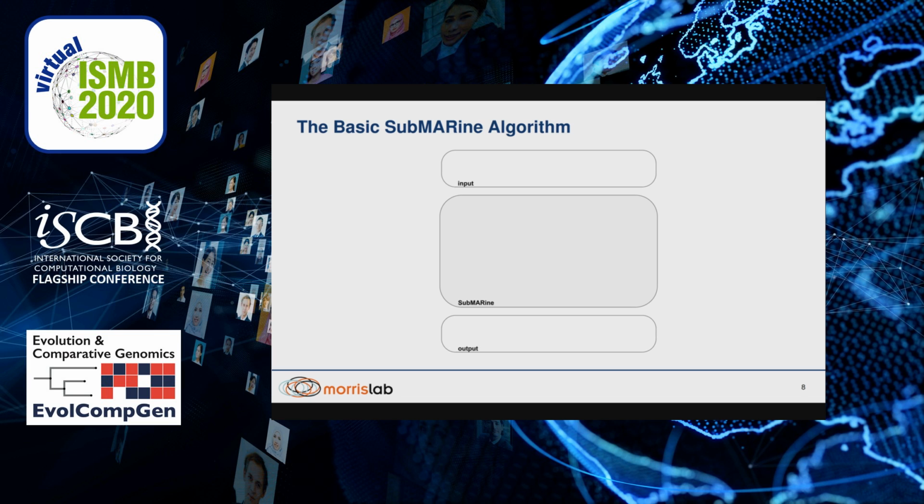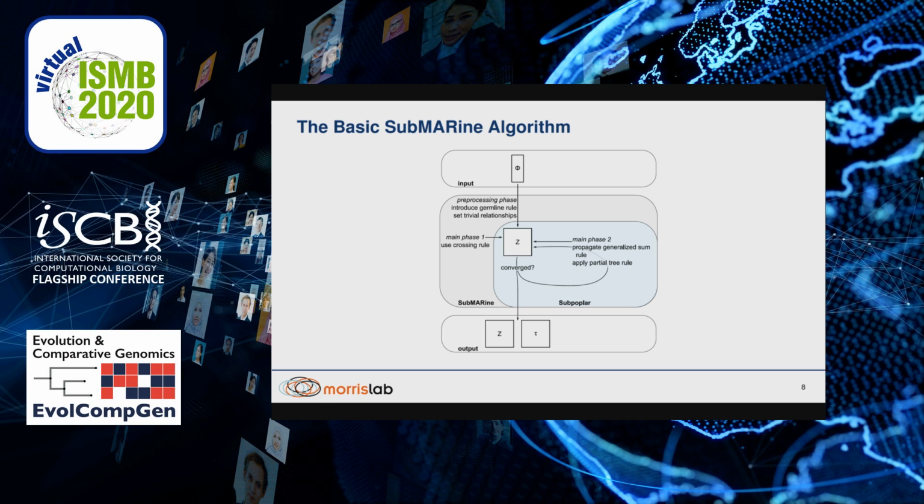The basic version of SubMARine takes the subclonal frequency matrix phi as input. It then builds the ancestry matrix Z, where initially all ancestral relationships are undefined. In a pre-processing phase, it introduces the Germline rule and sets the trivial relationships. In the first part of the main phase, it uses the crossing rule. Then the SubPopLar algorithm starts that propagates the generalized sum rule and applies the partial tree rule. These rules are propagated until the Z matrix converged. Then it is output together with a possible parent matrix tau.